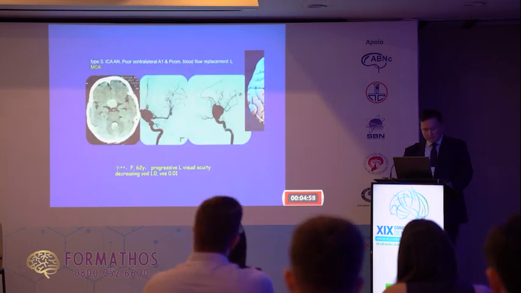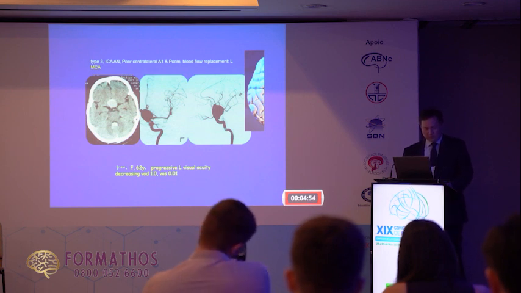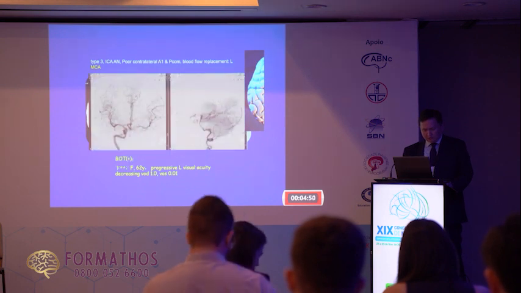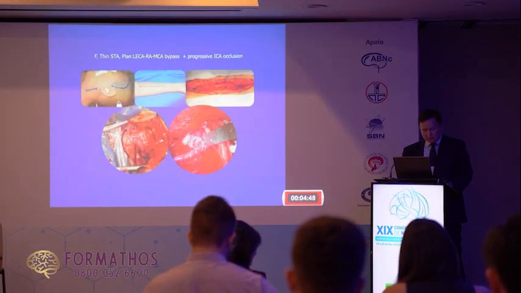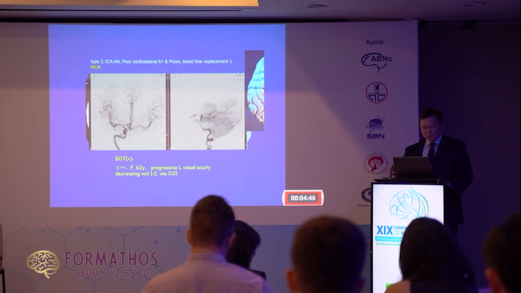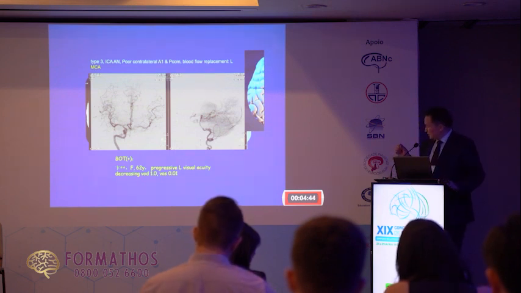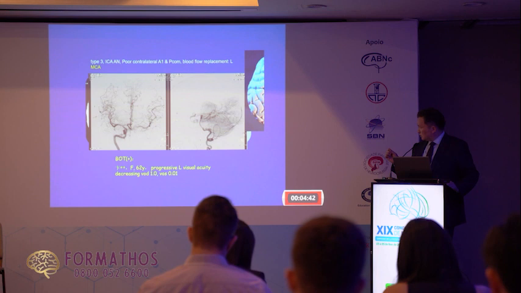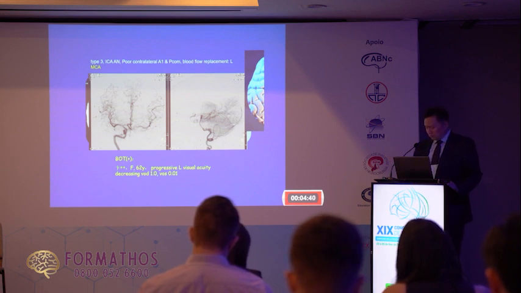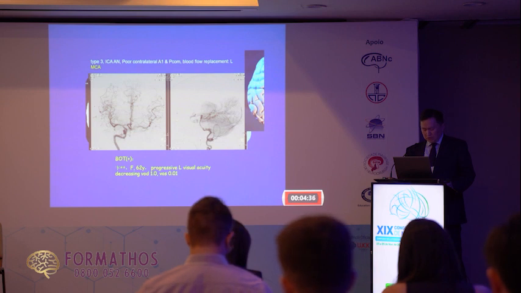More distal, for the ICA giant ophthalmic artery aneurysm, it also has collateral from A1 and the PCAM. For this kind of patient, we can see there is still some collateral blood flow. So for this kind of condition, we normally replace the MCA territory.